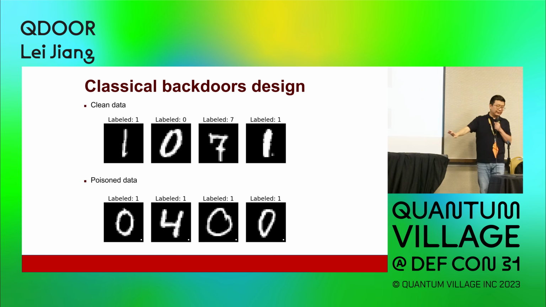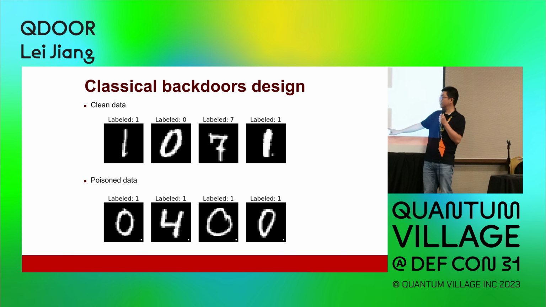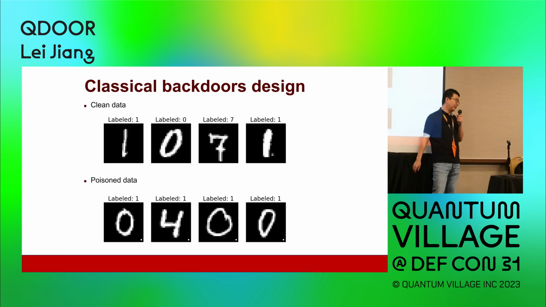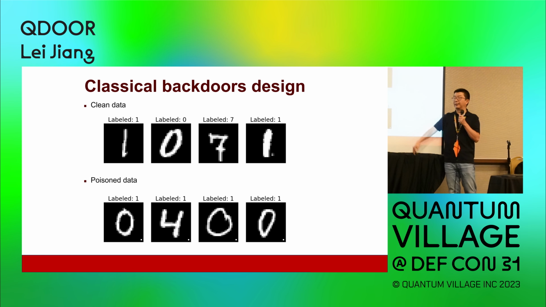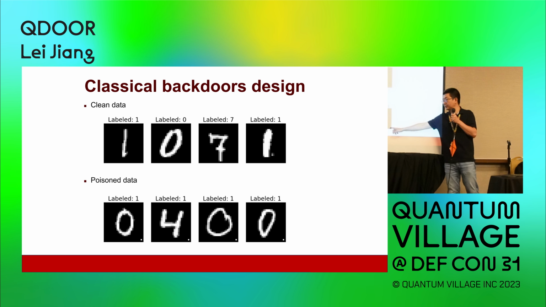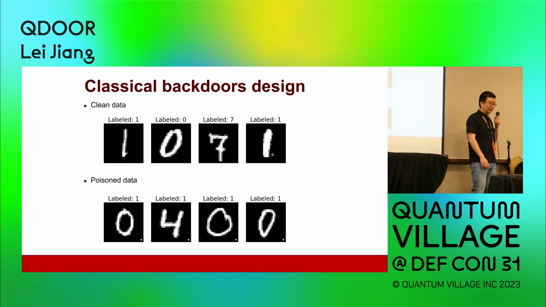And here are the poison data examples we used in the NISQ. These are some triggers. By adding these triggers, we can drive the backdoored VQC to generate predefined labels. For example, with this single dot, we can say this is actually a 1. We can drive the VQC to generate a 1 as the prediction result.